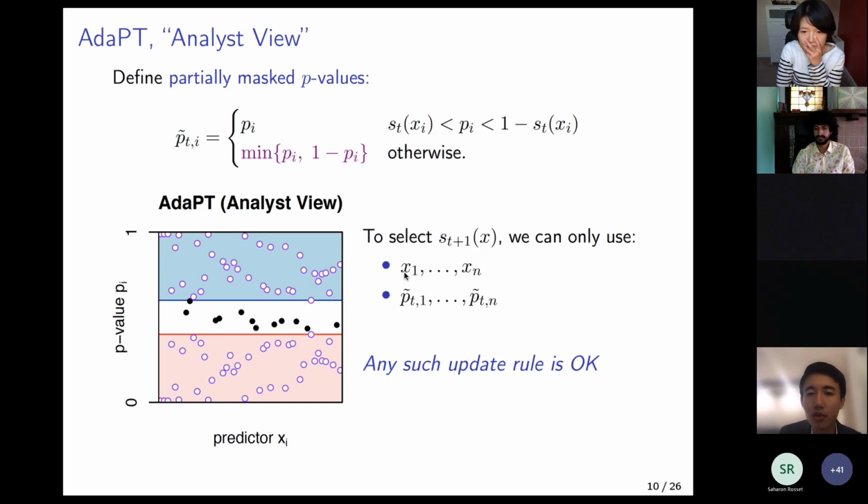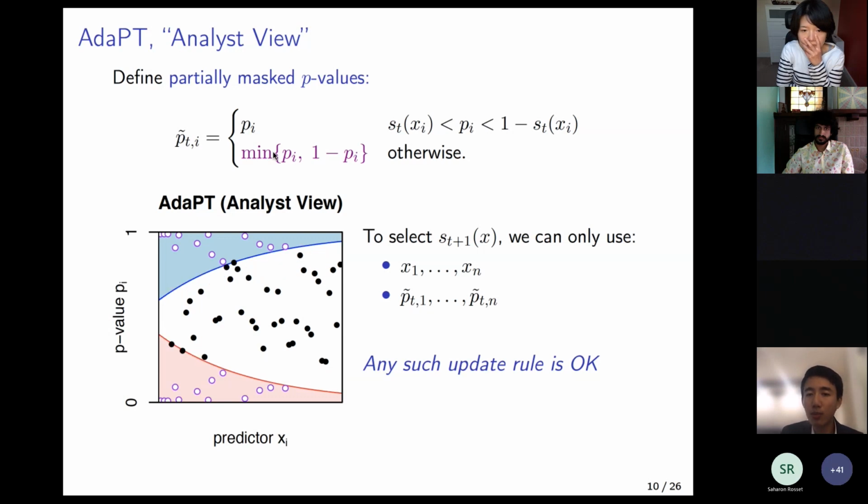Mathematically, we can use all the covariates and all these partially masked p-values, and we can use them to keep updating the threshold. More importantly, as we move on, you see more and more dots become black. So instead of seeing a pair, we can see the p-value itself. That means as we move along, we have more and more information. What's crucial about this is that as long as your update rule is measurable with respect to this, any such rule is okay.